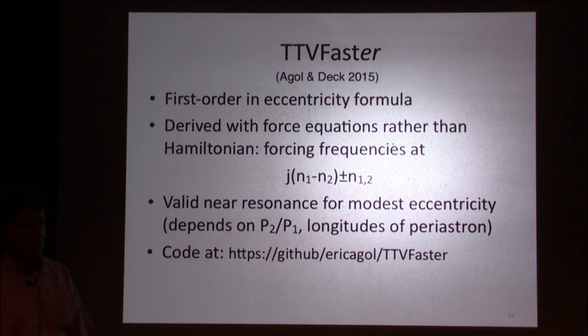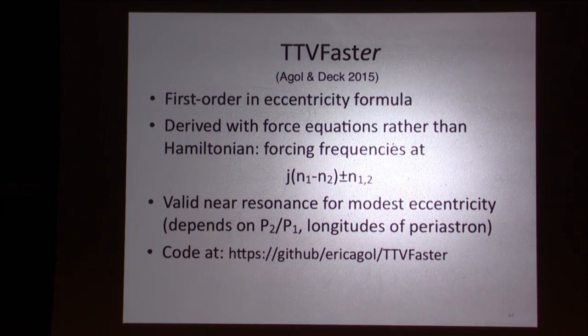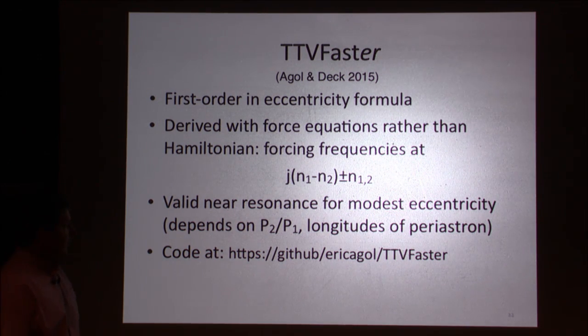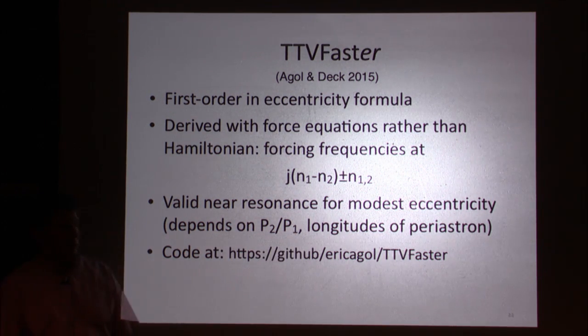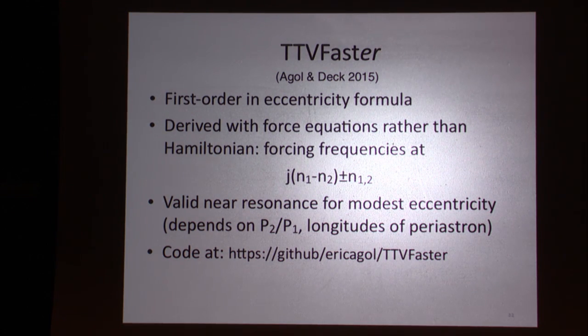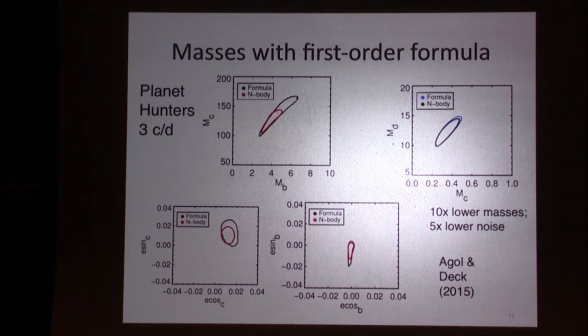This works well for many Kepler systems, which are near but not in resonance. It breaks down in resonance, but there are very few systems, if any, that appear to be in resonance. It depends on the period ratio and the longitudes of periastron, and that's all incorporated in the formula. So if you're interested in this, you're welcome to use that on GitHub.